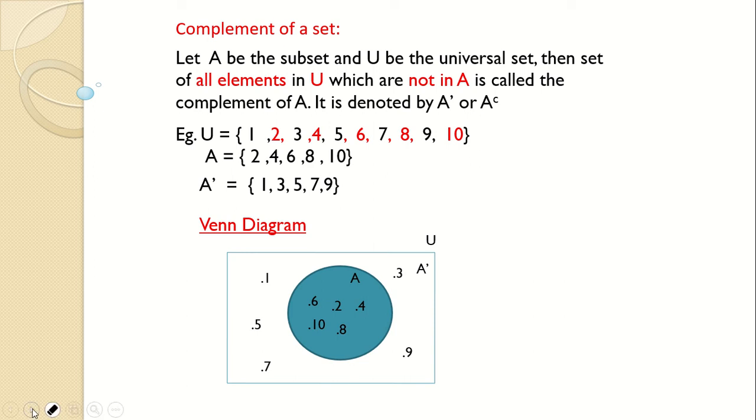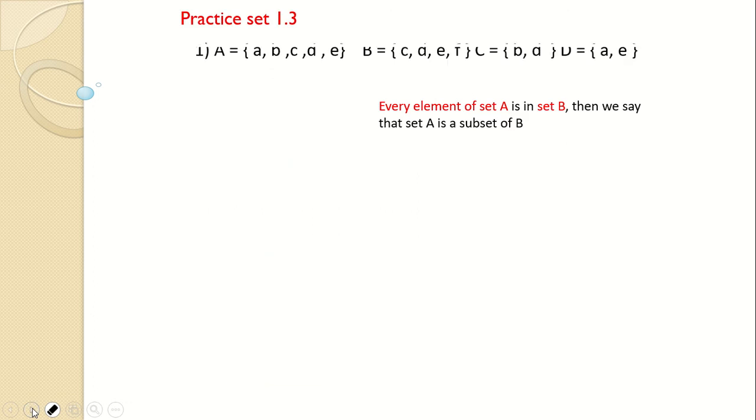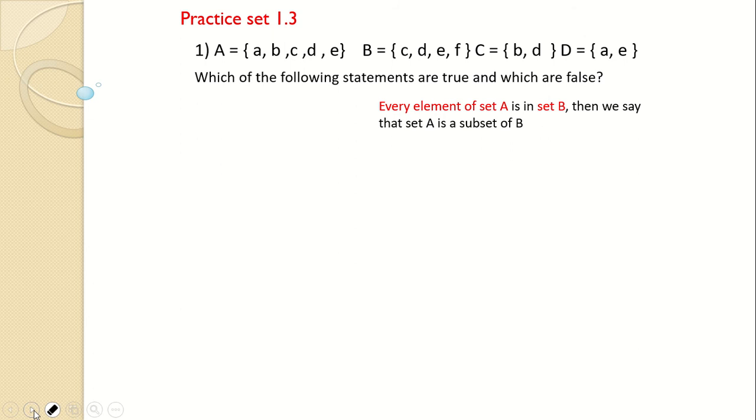I hope I have made the three definitions clear so far. We have learned about the subset, the universal set, and the complement of a set. So we will start with practice set 1.3, and the first example: we are given 4 sets A, B, C and D, and we are asked which of the following statements are true and which are false.